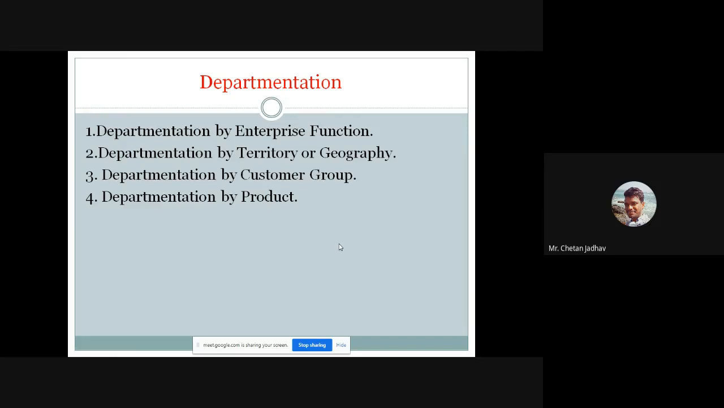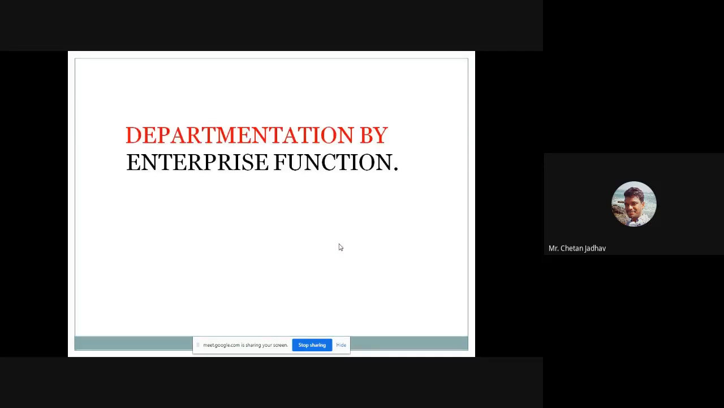So let's see, we will discuss in detail all four types of departmentation. First we will see departmentation by enterprise function.